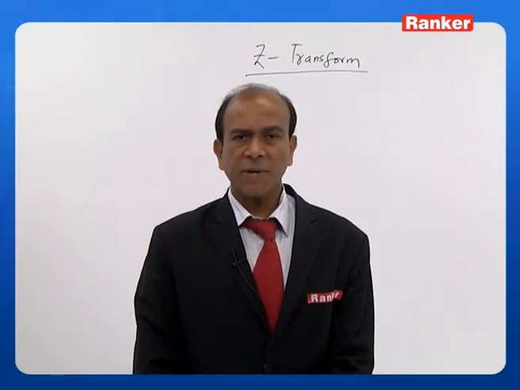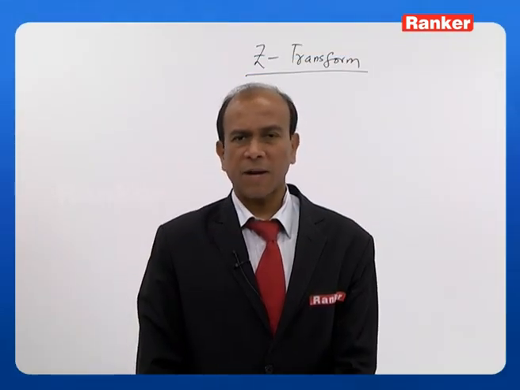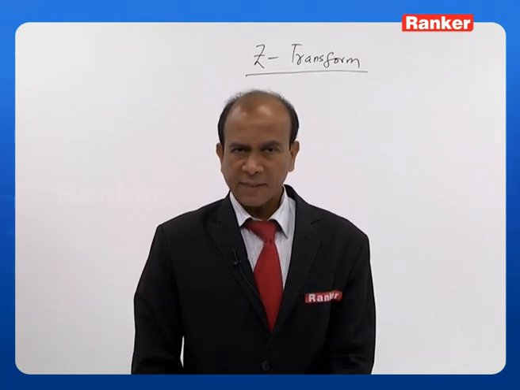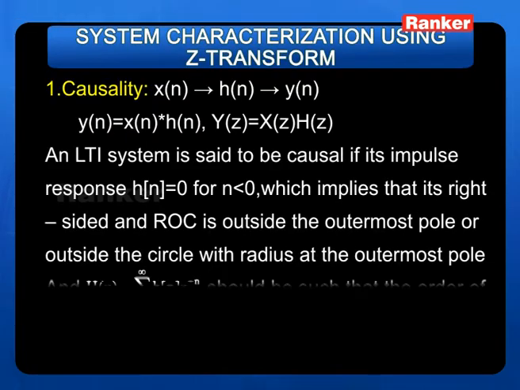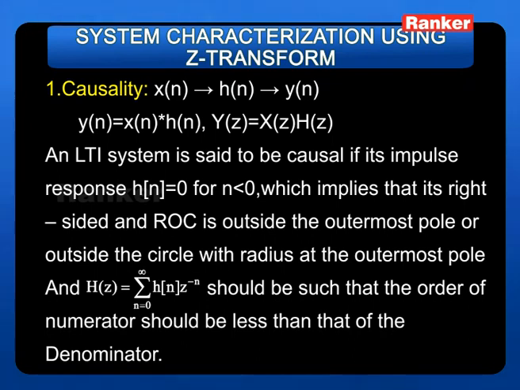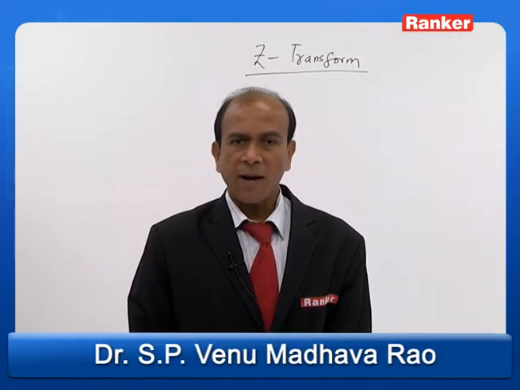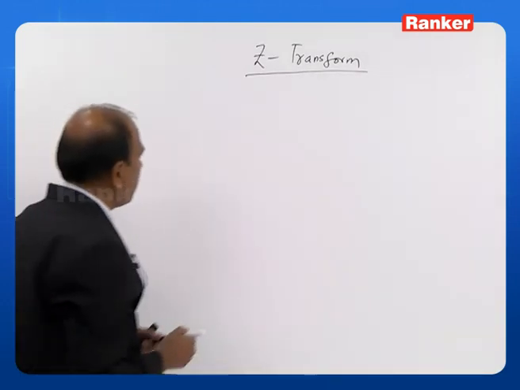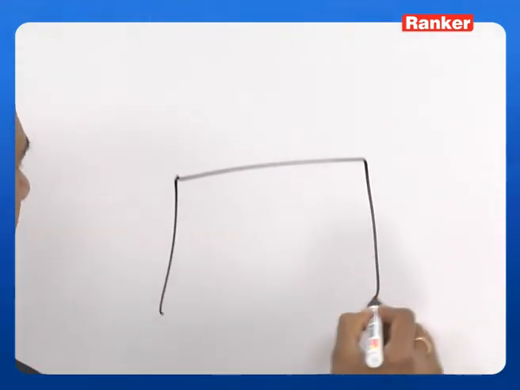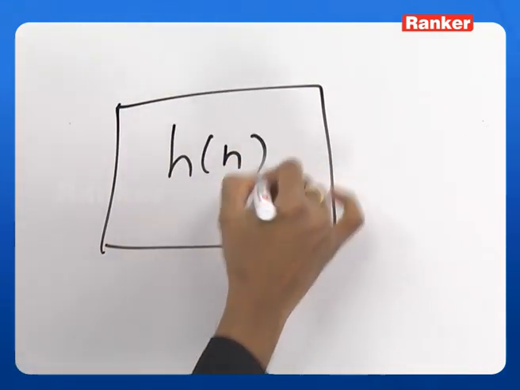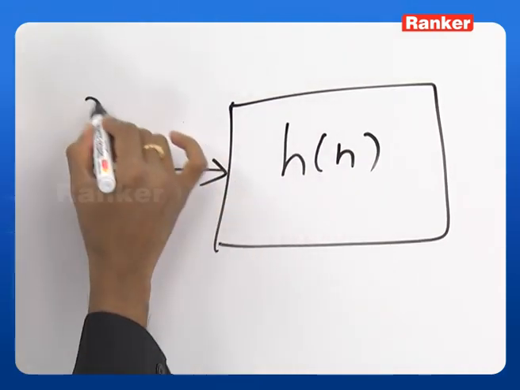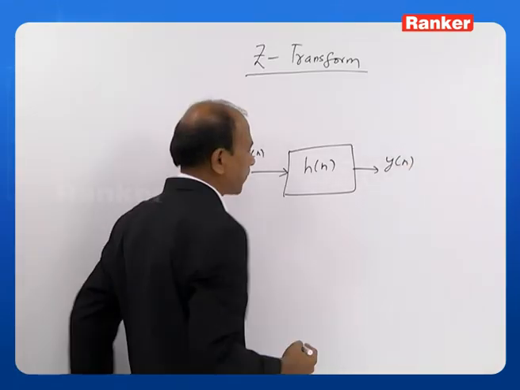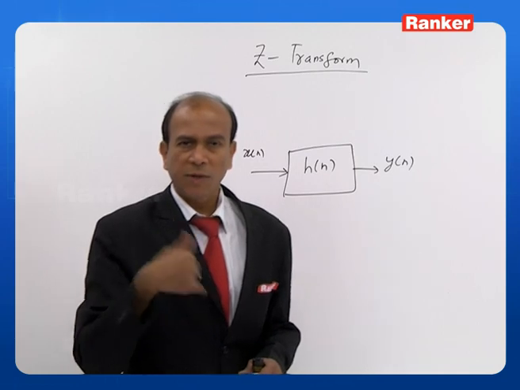Let us look at system characterization using Z transforms. We have to characterize a system based on its causality, linearity and other things. First, let us see causality. Given x of n, h of n and y of n, where y of n is the output of the system, h of n is the transfer function of the system and x of n is the input of the system. That means I have a system with transfer function h of n, the input is x of n and the output is y of n. This is what is given to us.